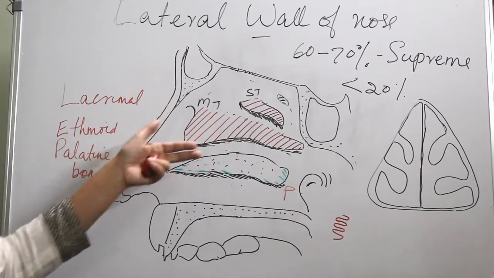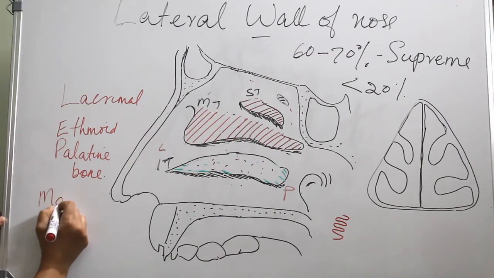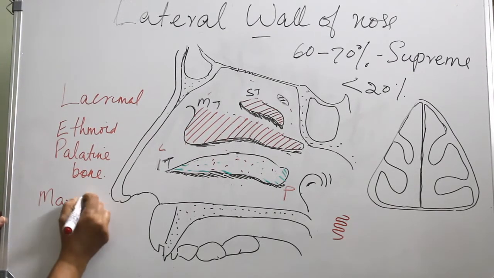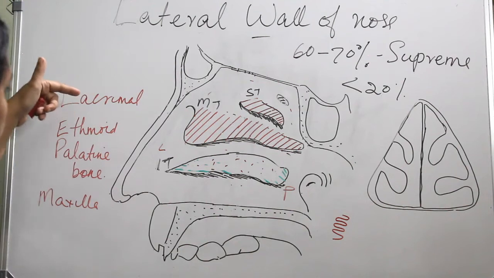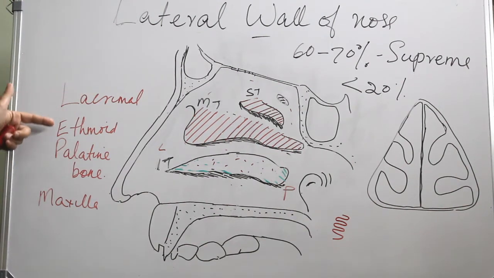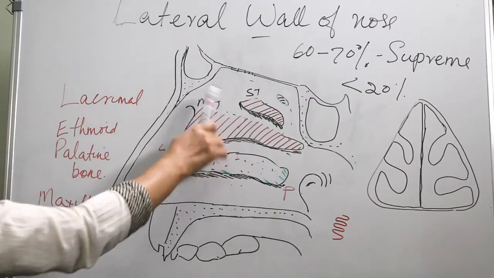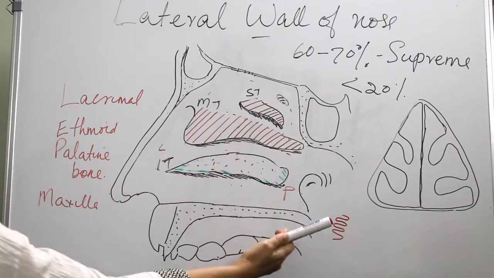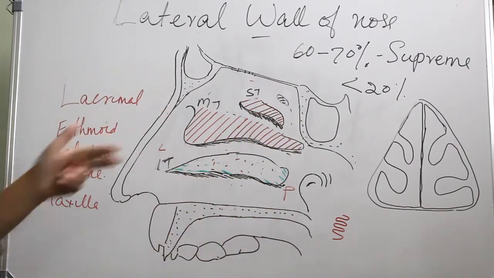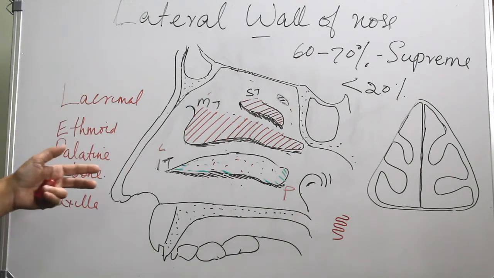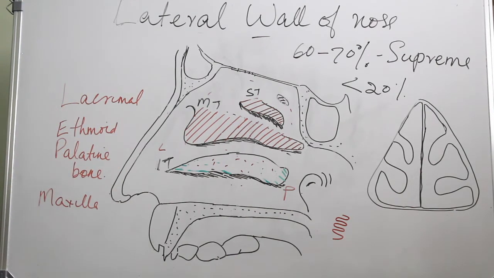And also, I already told you it articulates with the maxilla. So the inferior turbinate articulates with all three bones: anteriorly the lacrimal, superiorly the ethmoid, the palatine bone posteroinferiorly, and laterally it also articulates with the maxilla.